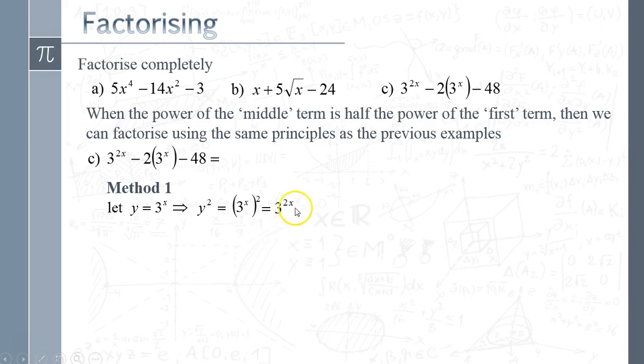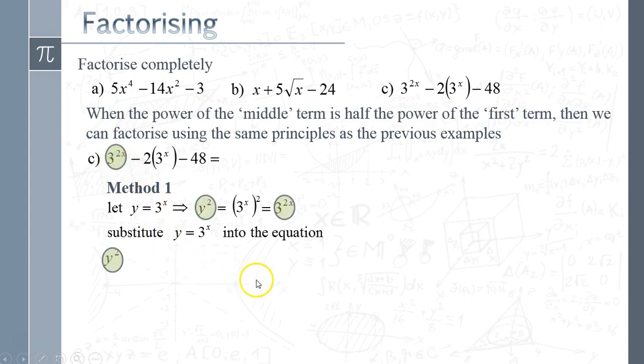And what we've done now is we've got 3 to the power 2x, that's that bit there in terms of y, and 3 to the power x, that's this bit here in terms of y. So what we can do now is use that substitution and put those things into the expression. Let's first of all look at this first term. 3 to the power 2x we said was the same as y squared. 3 to the power x we said is y. The number is still exactly the same. So by using that substitution we've changed our original expression into something that looks a bit more familiar.